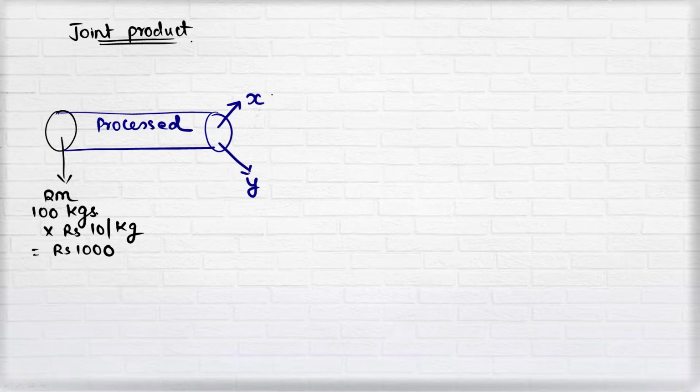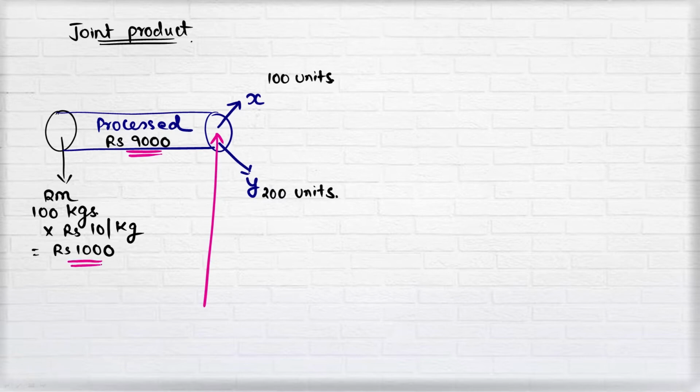How many units of X are manufactured? 100 units of X are manufactured and 200 units of Y are manufactured. They are joint products. It is given that they are joint products. Now this is a common cost. Let me also write down the processing cost, which is rupees 9,000. So up till this stage, what is the total cost? 9,000 plus 1,000 is equal to 10,000.